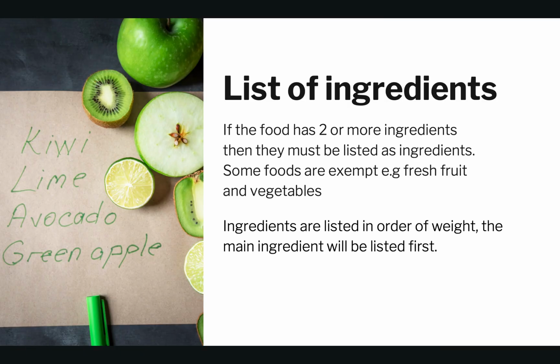One of the main things we need to look at on the label is the list of ingredients. If the food has 2 or more ingredients, then it must be listed as ingredients. There are some foods that are exempt from this, such as fresh fruits and vegetables. Ingredients are listed in order of weight. The main ingredient will be listed first and the smallest ingredient will be listed last.